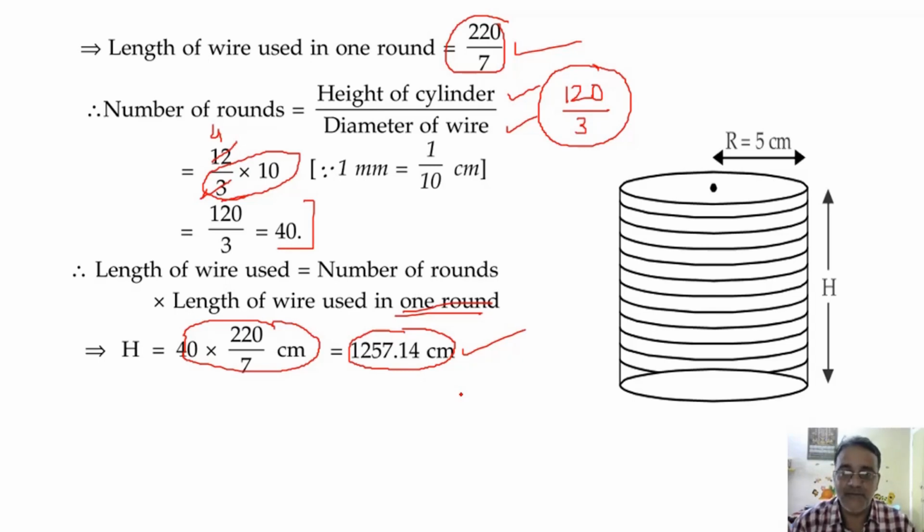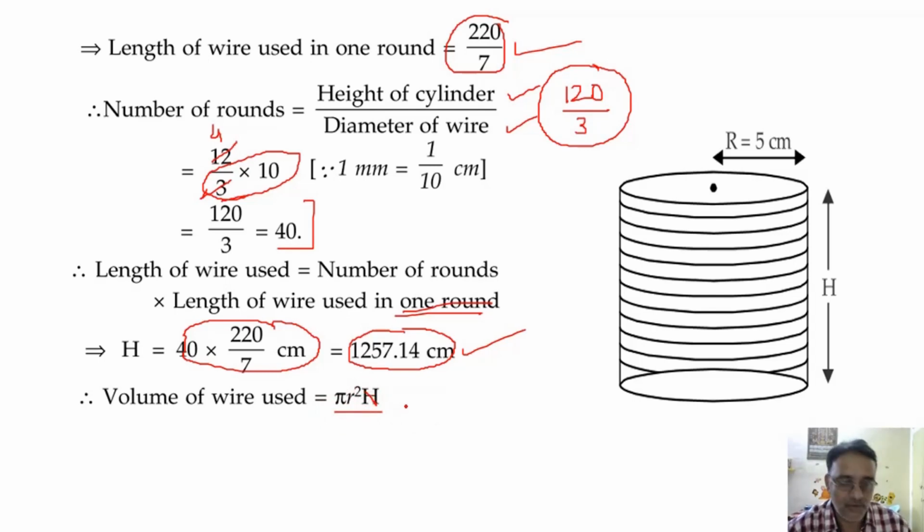Now we have to find the volume of the wire. Why volume? Because we have to find the total mass of the wire. So what is the volume of the wire? What is the shape of the wire? Cylinder, right? So the volume of the wire will be pi r square h, where the total length is capital H only.